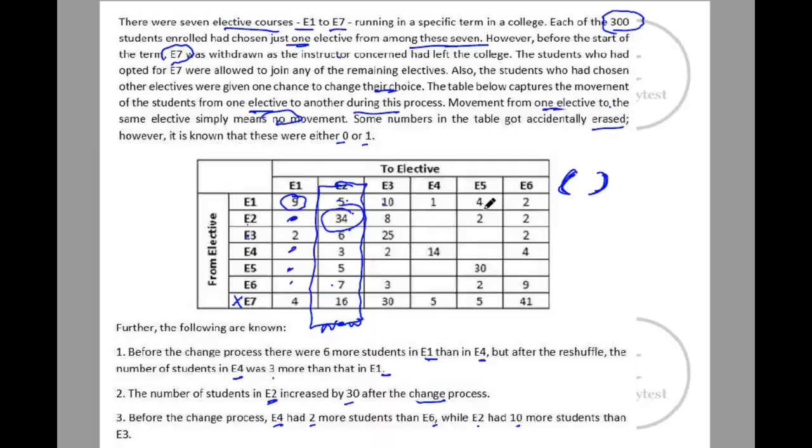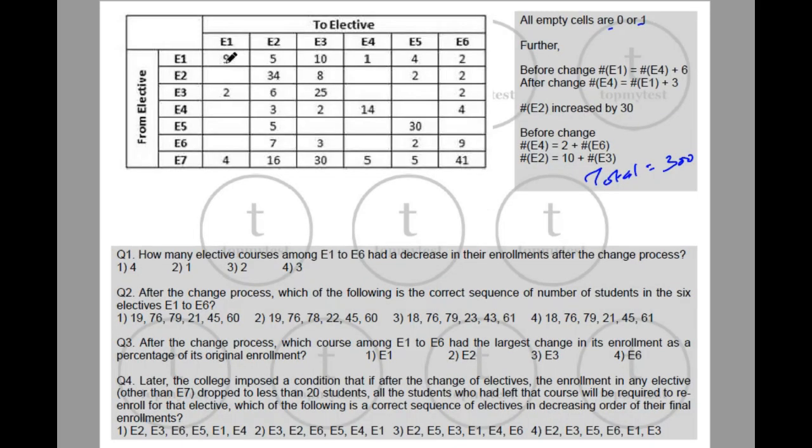after the movement. Okay, so now E1 we know already before the movement how many people are there. So you have 14, 24, 25, 25 plus 6, 31 people were there before the movement. Others are not known. Totally E7 we know how many are there. So you have 20, 50, 55, 60, 101. There are 101 people in E7 and they will all move to some other elective.